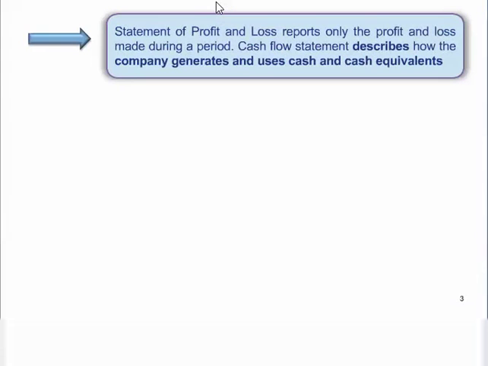In this, we will understand how statement of profit and loss is different from the cash flow statement that we are presenting and understanding under this standard. So friends, if you really see, the statement of profit and loss reports only the profit and loss made during a period. However, the cash flow statement helps a reader and the entity itself to understand and describe how the company is generating and using cash and cash equivalents, and which are distributed across its various activities.